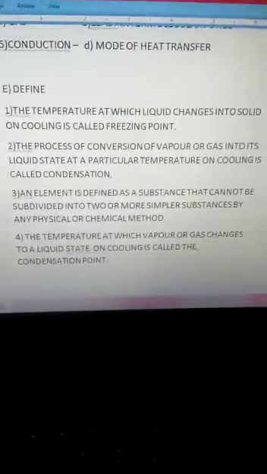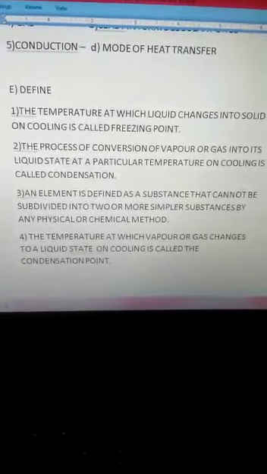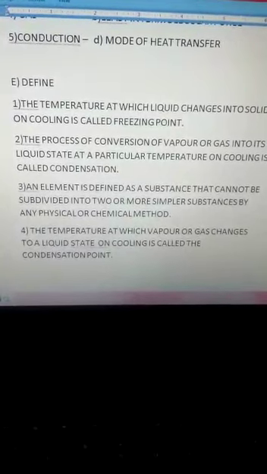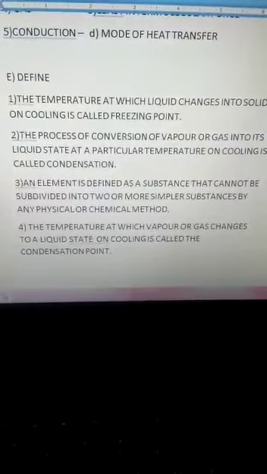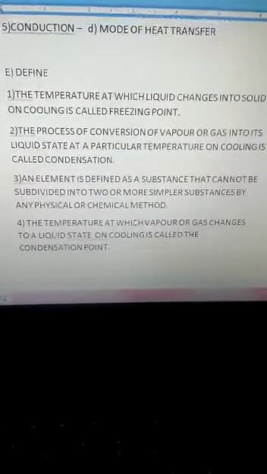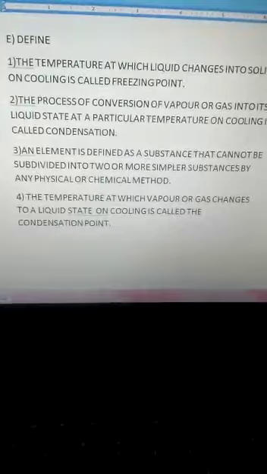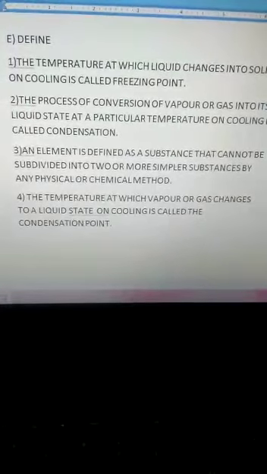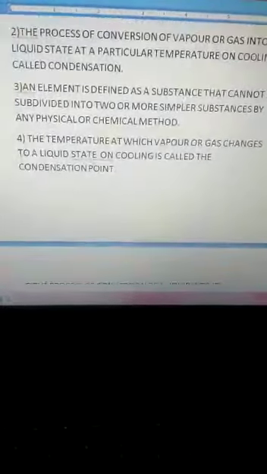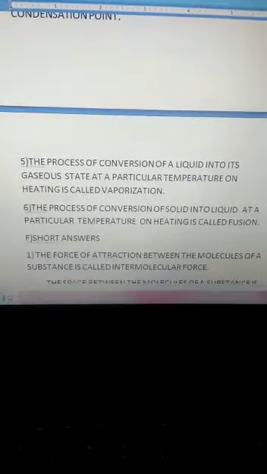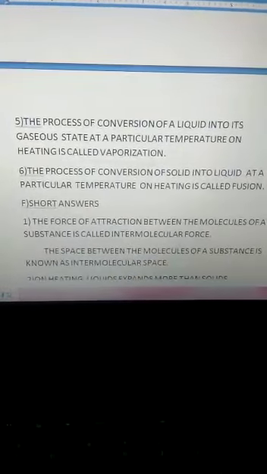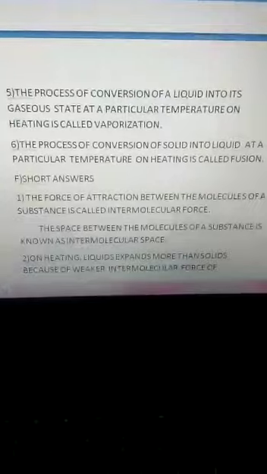First is freezing point, the temperature at which liquid changes into solid on cooling. Second one, condensation, the process of conversion of vapor or gas into its liquid state at a particular temperature on cooling. Then element, then its condensation point. The fifth one is vaporization, that is the conversion of liquid to gaseous state. Then fusion, that is conversion of solid into liquid.